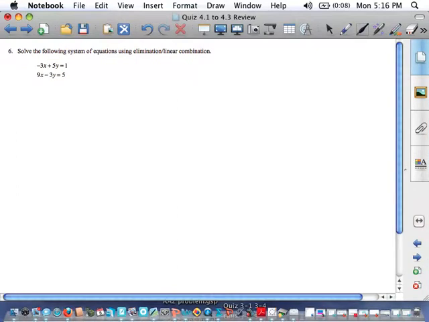Number 6 asks you to solve the system using elimination or linear combination. So remember, if you look at the first equation, you'll see that the value on x is a multiple of the first. So I'll take that first equation, multiply it by 3. So I get negative 9x plus 15y equals 3. The second equation I'll leave as is. So I have 9x minus 3y equals 5.